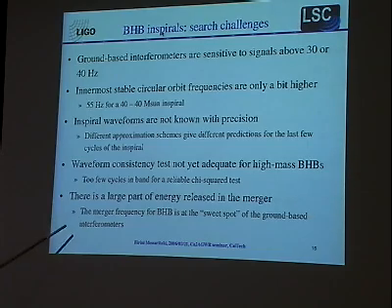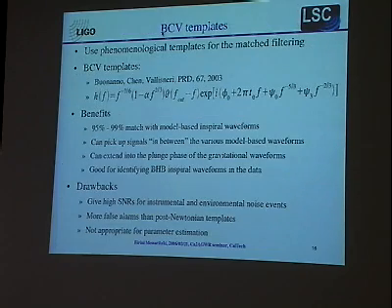The last point is that there is a large part of the energy that is released during the merger phase for black hole binaries. And the frequency is usually at the sweet spot of the ground-based interferometers. And so somehow we have to include the merger in those searches in order to increase our sensitivity. So those are the challenges. How do we deal with those challenges?